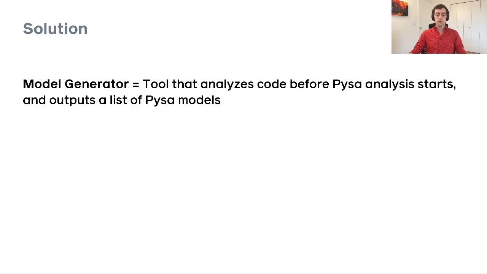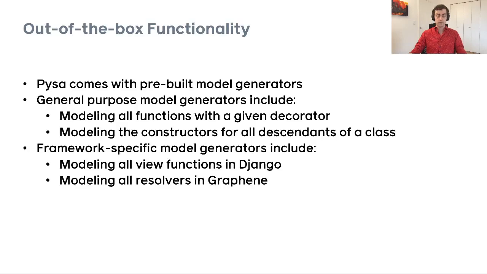Model generators are a tool that will analyze your code before Pysa starts to do its analysis, and they're going to output a list of Pysa models that Pysa can then use while it's doing its analysis. Out of the box, Pysa provides a bunch of pre-built model generators. These generators come in two flavors. General purpose model generators, which give you the building blocks to generate models for kind of any type of code you want, and then framework specific model generators, which use those building blocks to generate models for specific frameworks.